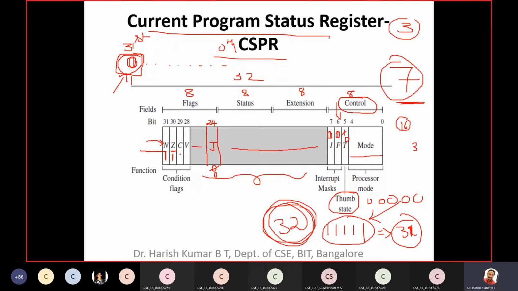Okay. And similarly, next, the carry flag. When I'm performing arithmetic or logical operations, if that operation resulted in a carry, then the carry flag is set. If the most recent operation performed by the ALU does not result in a carry, if there is no carry generated, then this carry flag will still be 0. Okay. Next, the overflow flag. V stands for overflow. It is not named as O.